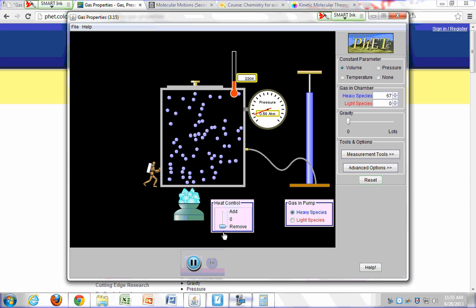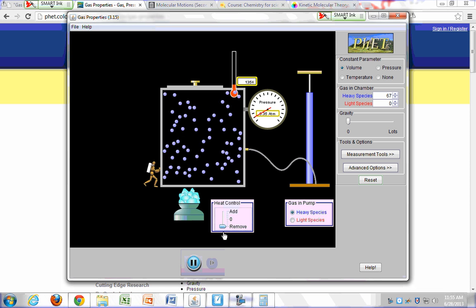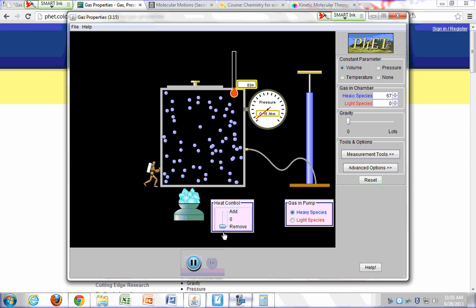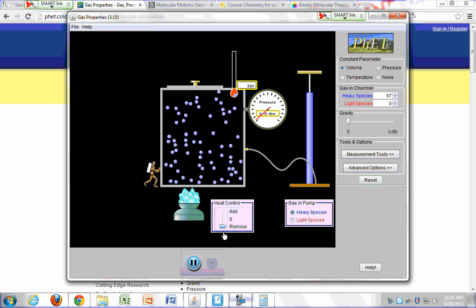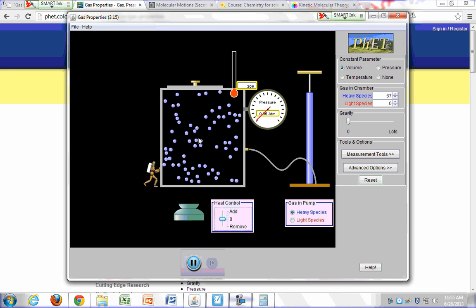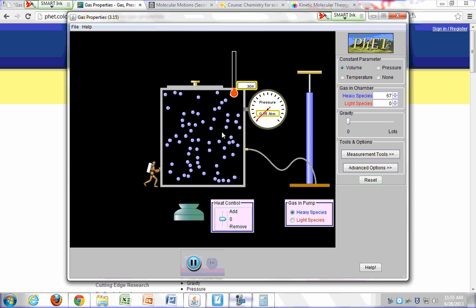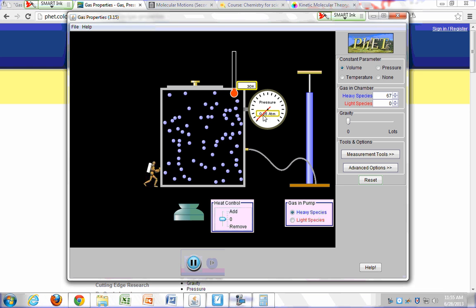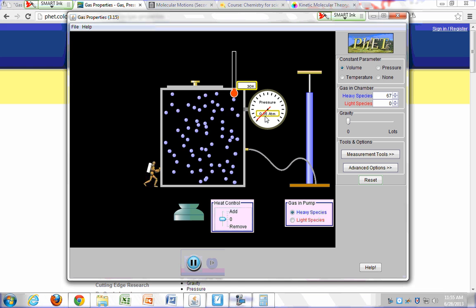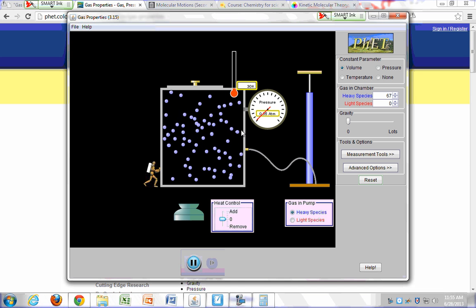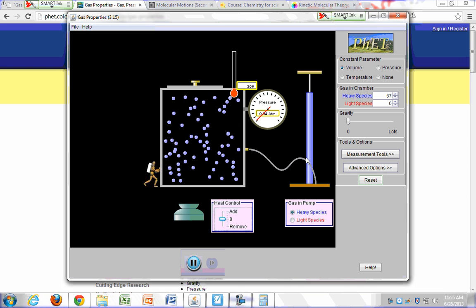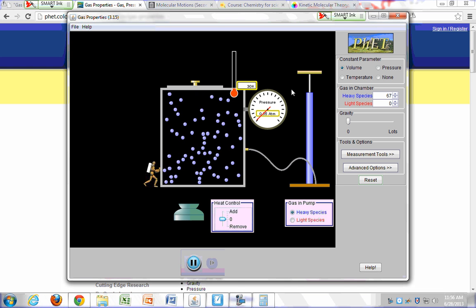Pressure drops, and look at what's happening to your molecules. They're moving more slowly, so the frequency of collisions with the wall is lowered. Less frequent collisions, and less energetic collisions because they're not moving as fast, impart less force on the wall, so the pressure goes down. That's how you can explain the gas laws in terms of the behavior of molecules.